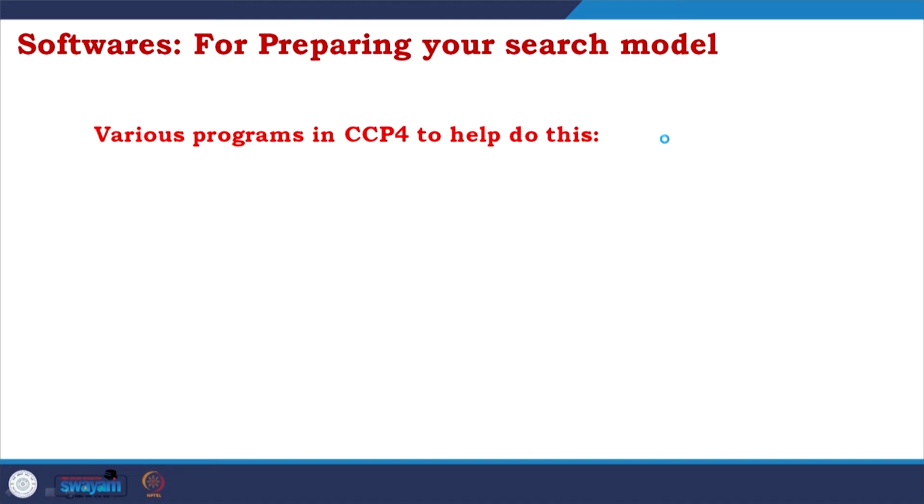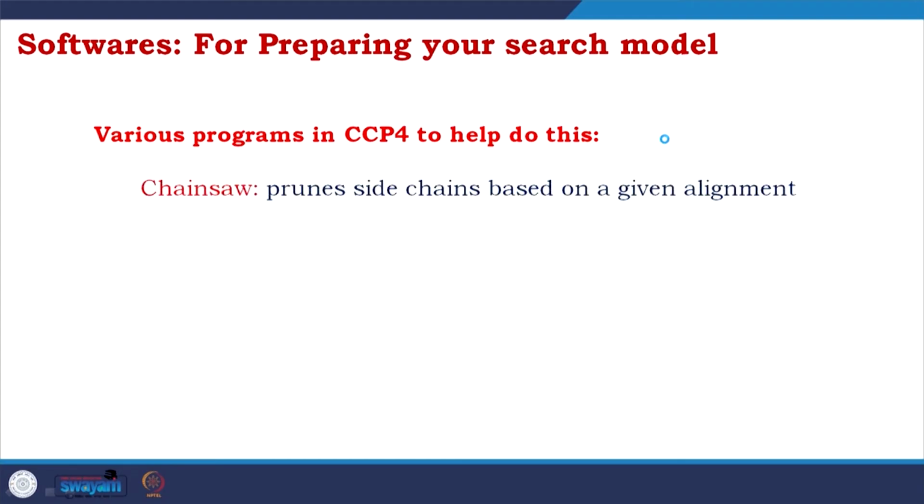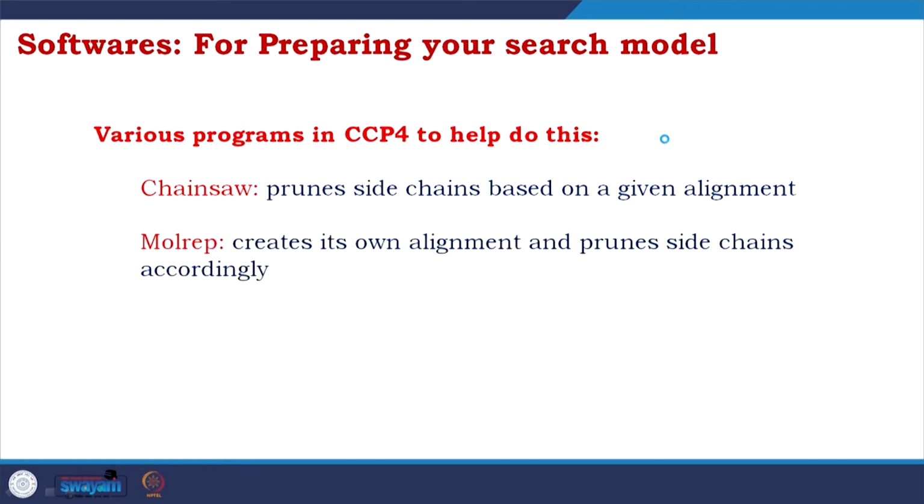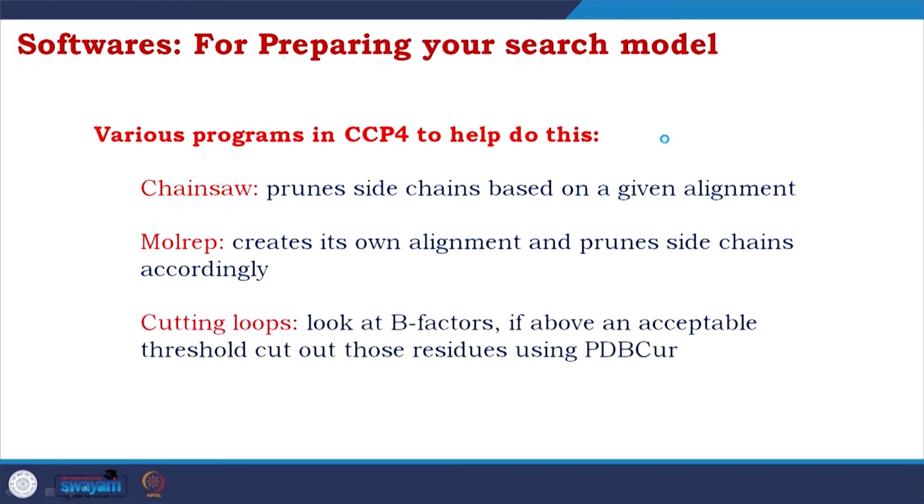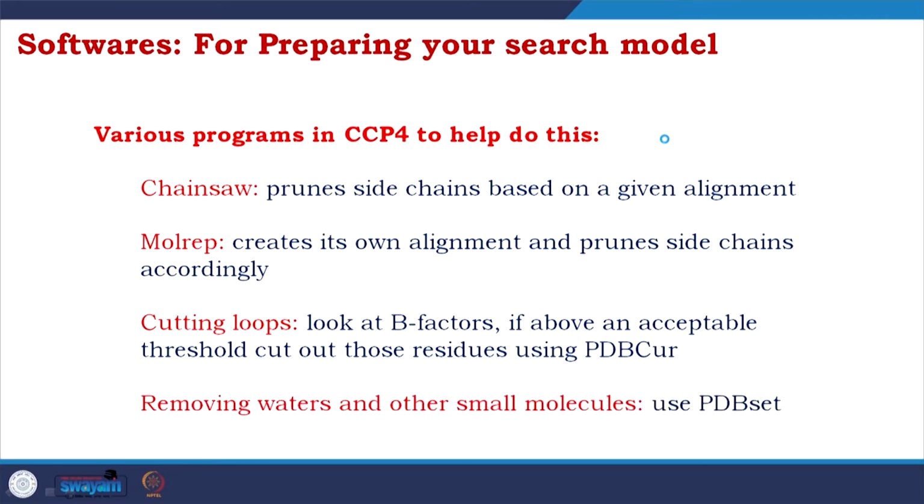So, as I was talking about, we need software for preparing the search model. There are various programs in CCP4 to help do this. A few I am naming. If you go and play with the software, you will know more. Chainsaw prunes side chains based on a given alignment. MolRep creates its own alignment and prunes side chains accordingly. For cutting loops, look at B factors. I will explain B factor in detail in the next class. If above an acceptable threshold, cut out those residues using PDBCUR. For removing water and other small molecules, use PDBSET.